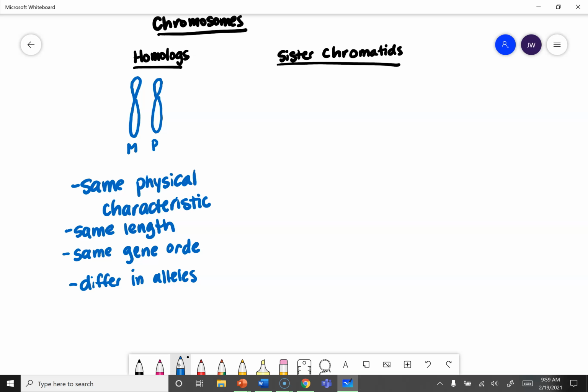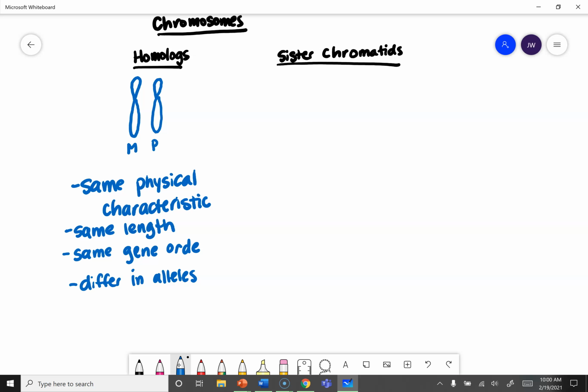So homologous chromosomes have the same physical characteristics, the same gene order. They come from the fertilized zygote that is from your parents. So mother's egg combines with father's sperm. They combine their genetic material. Each parent contributes 1/2 of that homologous pair.